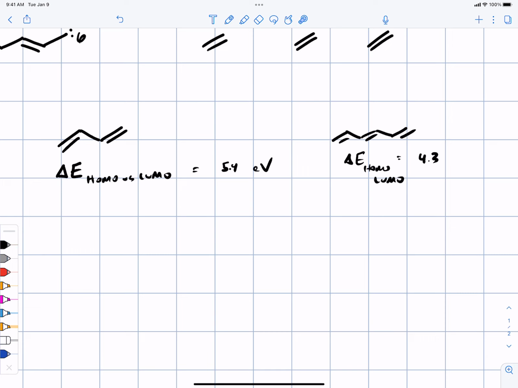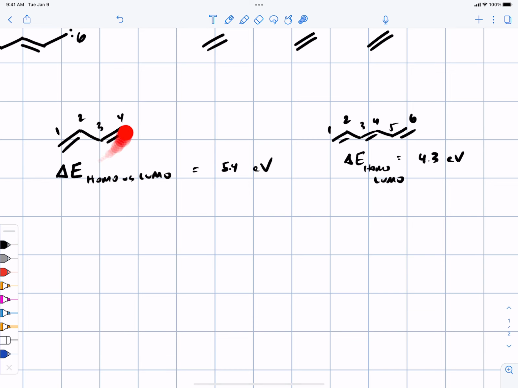Okay. One of the things we notice is as you bring more atoms into conjugation, the gap in energy between HOMO and LUMO gets smaller. Okay? That's a general feature of organic molecules. The more conjugation you have, the more pi orbitals you pack into that space, the smaller the difference in energy is between HOMO and LUMO.